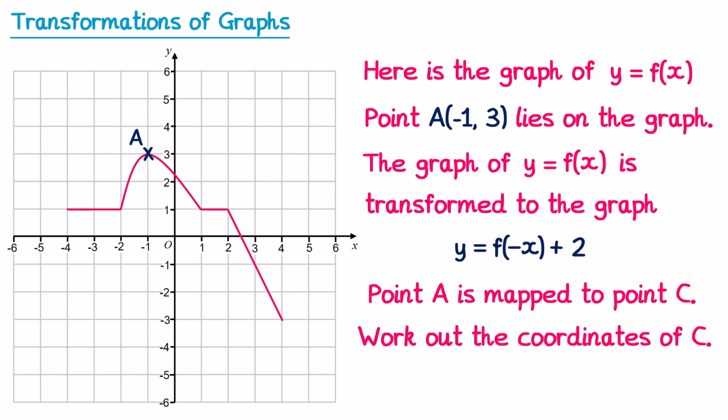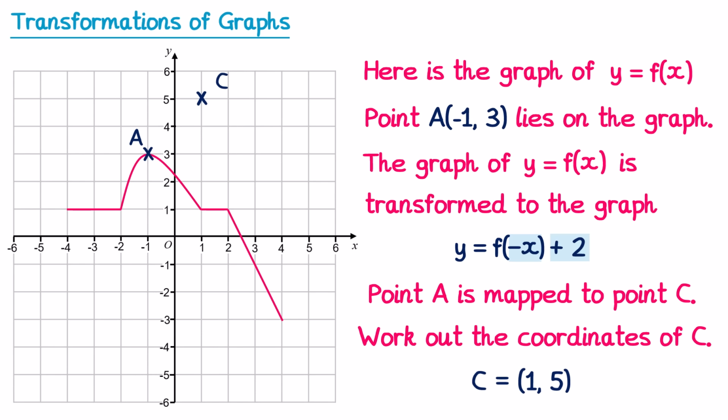So if we look at the function we've been given, this negative x here tells us we need to do a reflection in the y-axis. This plus 2 here tells us to move the graph up 2 units. Now for this function, it doesn't matter which order we apply these in, we'll still end up in the same place. So let's start by doing the reflection in the y-axis, and then move up 2. Notice how this would be exactly the same as if we moved up 2, and then reflected in the y-axis. We end up at the same point. So this must be the coordinates of C, which are at 1, 5.